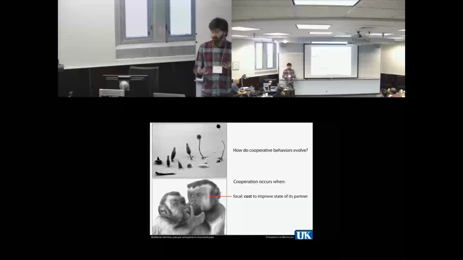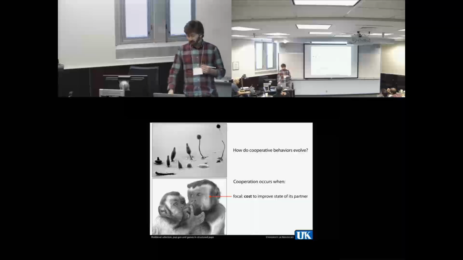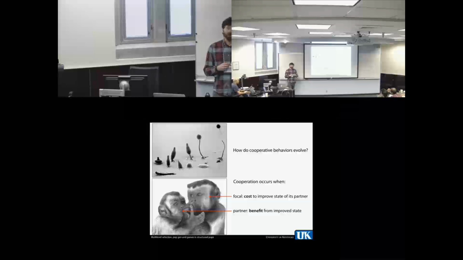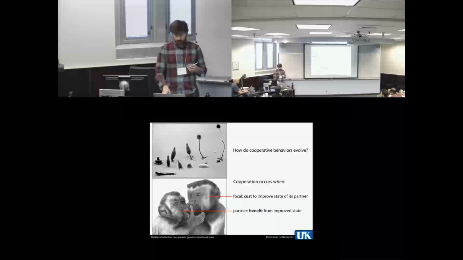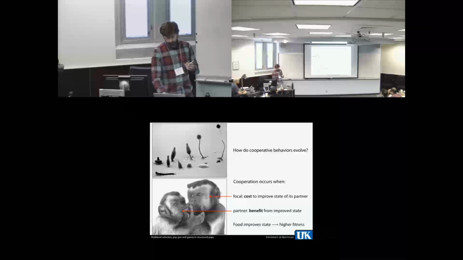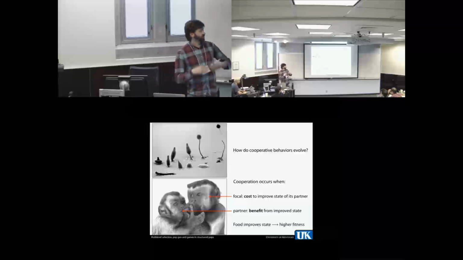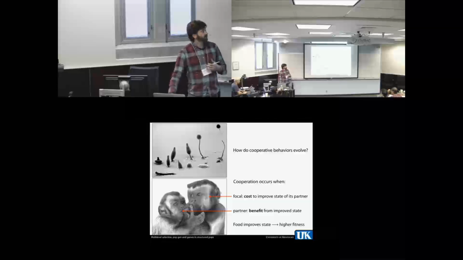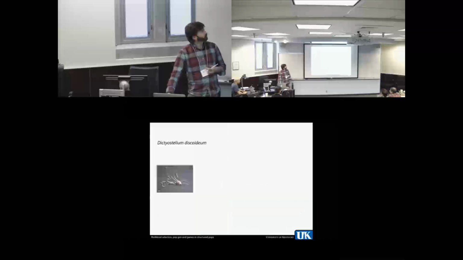Just to give a very simple definition of what I mean by cooperation, I use it generically to mean any kind of behavior that implies a cost to a focal individual while improving the state of its partner. The partner then receives some kind of benefit, and we'll often talk about payoff as a way to measure that benefit, but ultimately that benefit has to accrue in terms of increased fitness, so increased survival and reproduction for the partner. That's really what we're measuring as the evolutionary quantity in the long run.